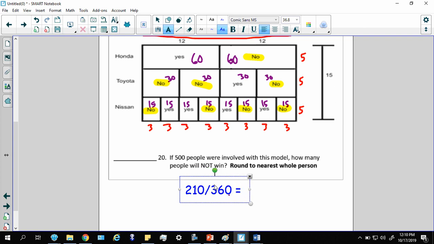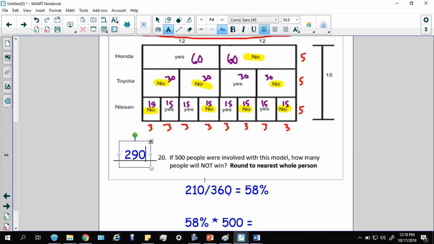When I do the math, I get rounded 58%. Now the question is not what the percentage is, how many people will. So I'm going to take 58% and I'm going to times it by the number of people that played the game, and my answer will be 290 people, rounded. All right?